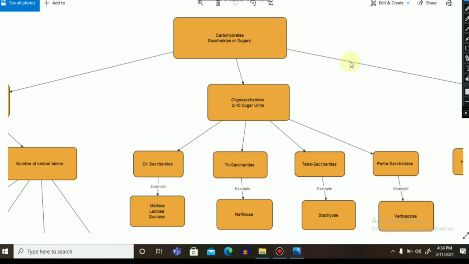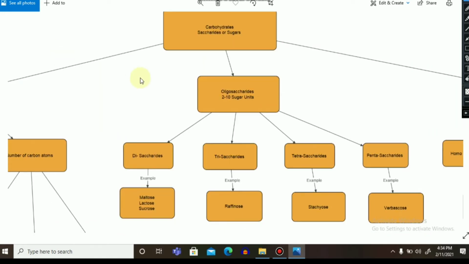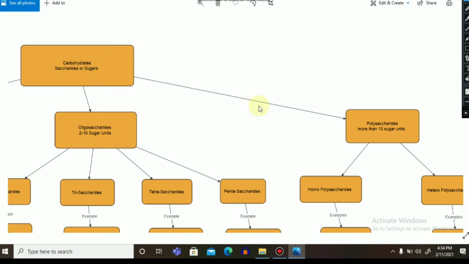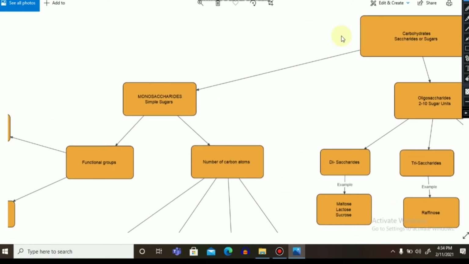In this video we're going to see about classification of carbohydrates. So carbohydrates are otherwise called saccharides or sugars. Now I have made a flowchart on the classification of carbohydrates. The first one is monosaccharides, the second one is oligosaccharides, and the third one is polysaccharides. So first we'll move on to monosaccharides.